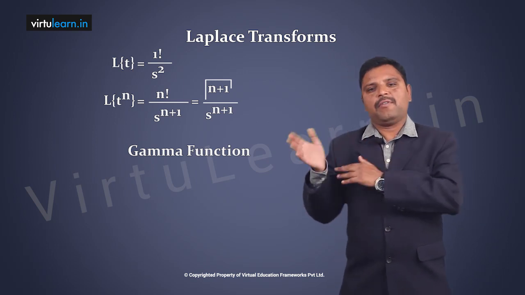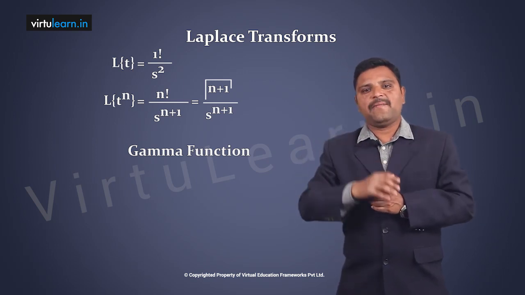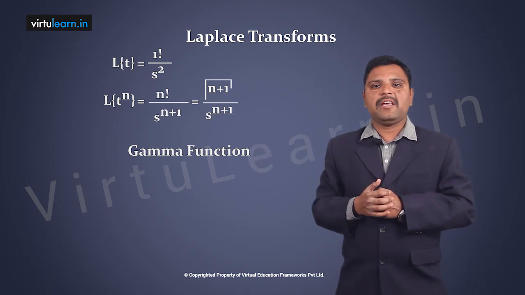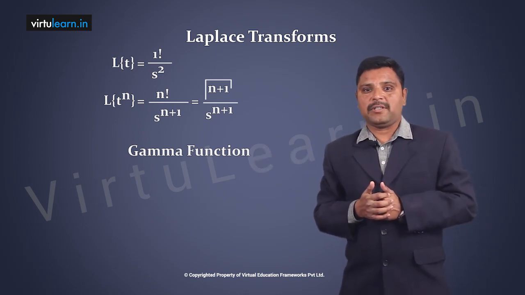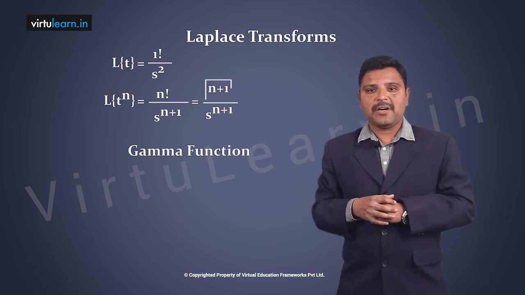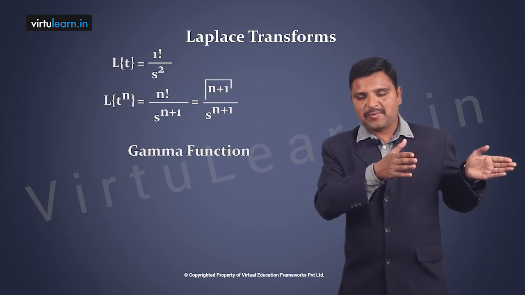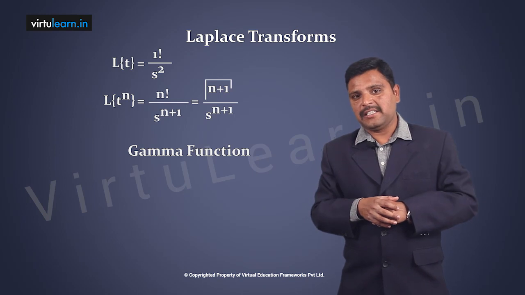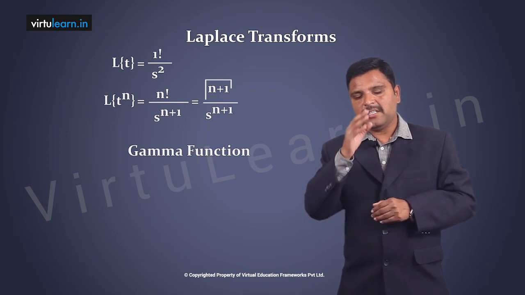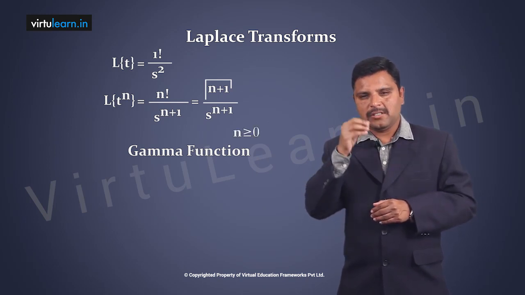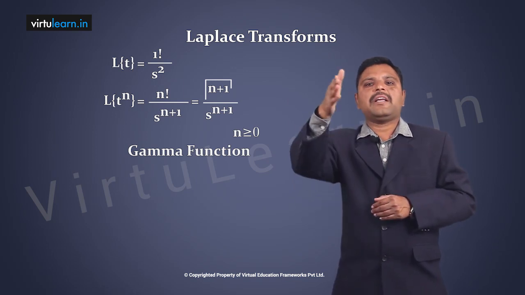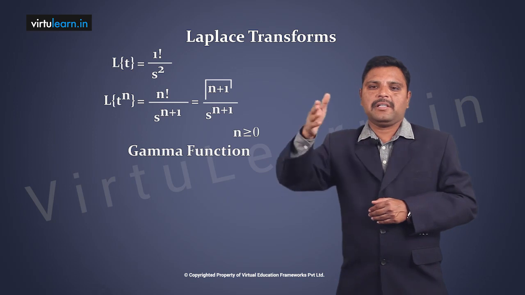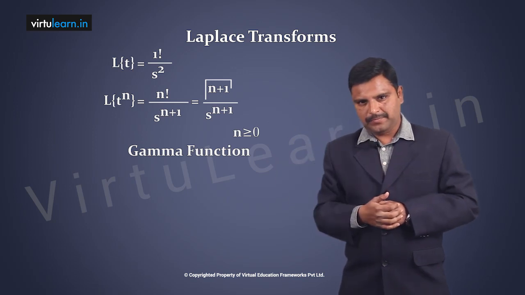Again we have the formula here. Instead of n factorial we can write it another way: gamma n plus 1 by s power n plus 1. This is very important. Laplace transform of t power n, where n is some number greater than 0, is gamma n plus 1 by s power n plus 1.